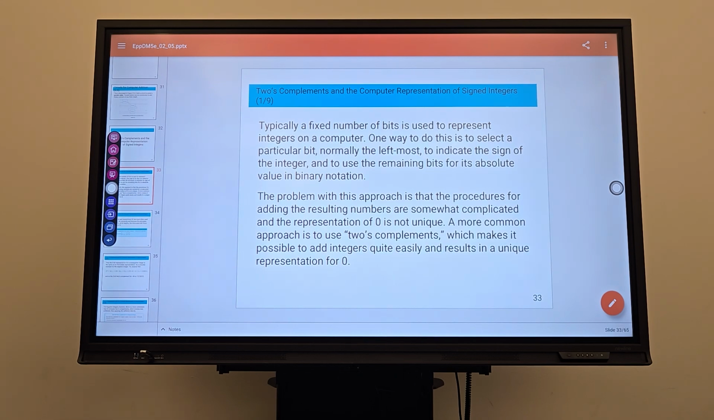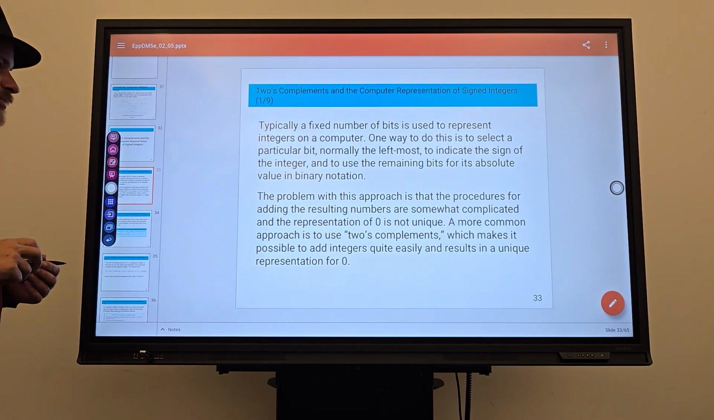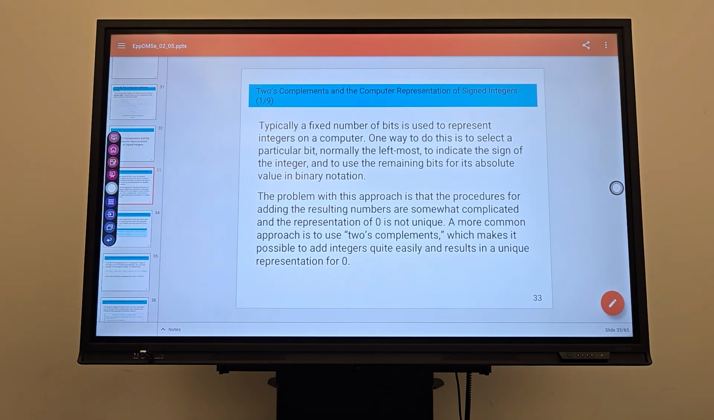The leftmost bit, the most significant bit, is usually used to indicate the sign of the integer, whether it's positive or negative. And this method called 2's complement is a method of expressing negative numbers. Okay?